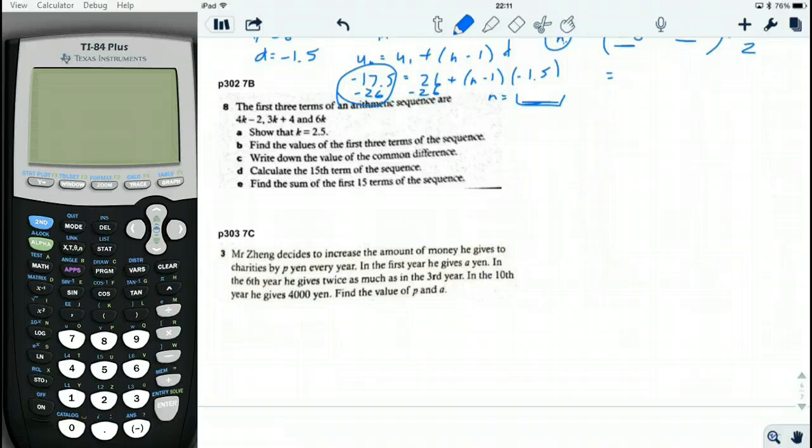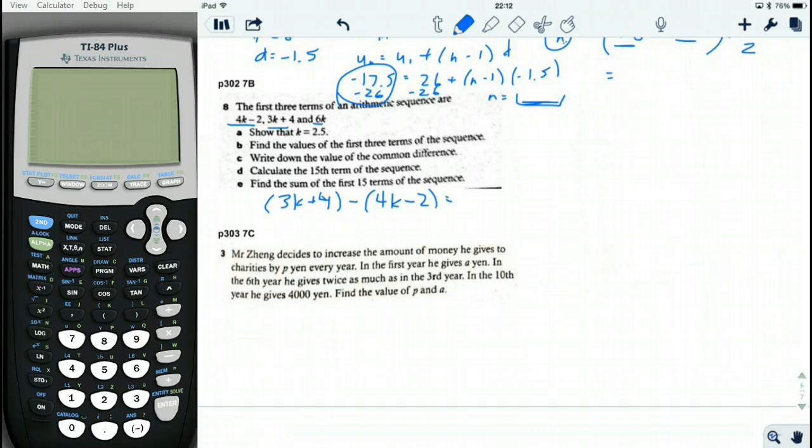The first three terms of an arithmetic sequence are 4k minus 2, 3k plus 4, and 6k. Show that k equals 2.5. This is similar to the one we just did above. The first term is 4k minus 2, the second term is 3k plus 4. So you can find the common difference by taking 3k plus 4 and subtracting 4k minus 2.